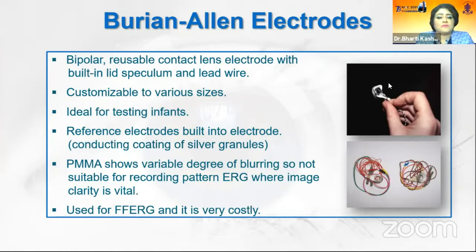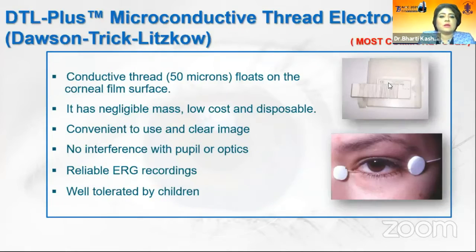A reference electrode is built into this electrode and the conducting coating of silver granules is present. But this is expensive, very expensive. PMMA shows variable degree of blurring, so it is not suitable for recording pattern ERG where image clarity is vital. This is used for full field ERG and very costly.